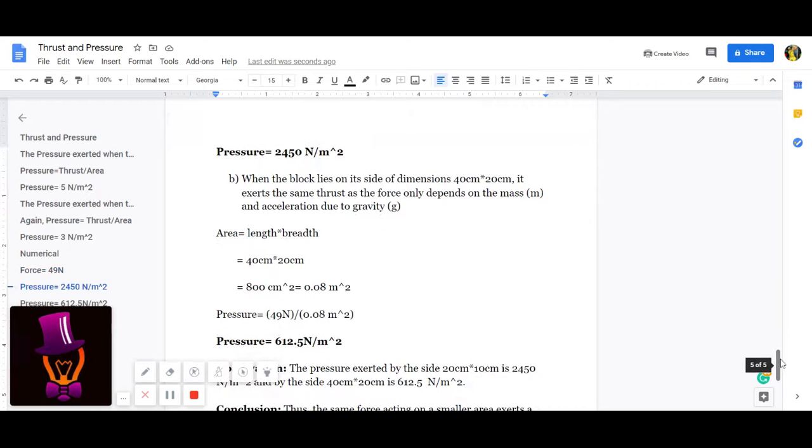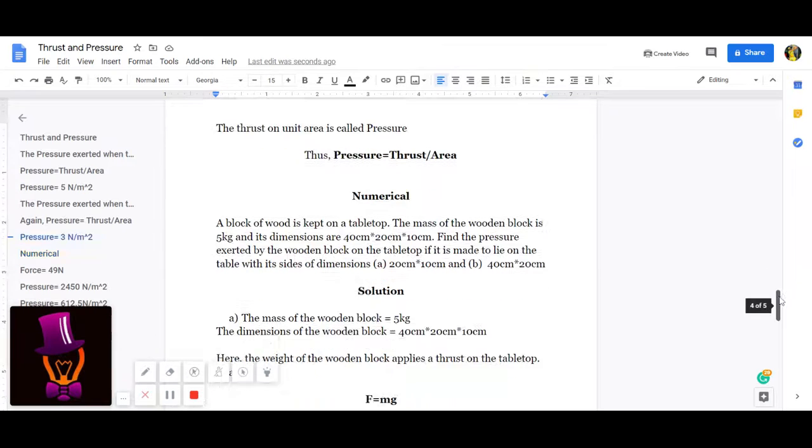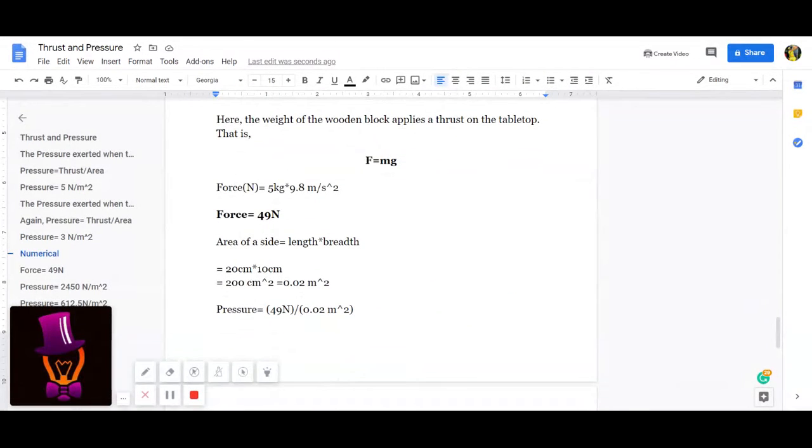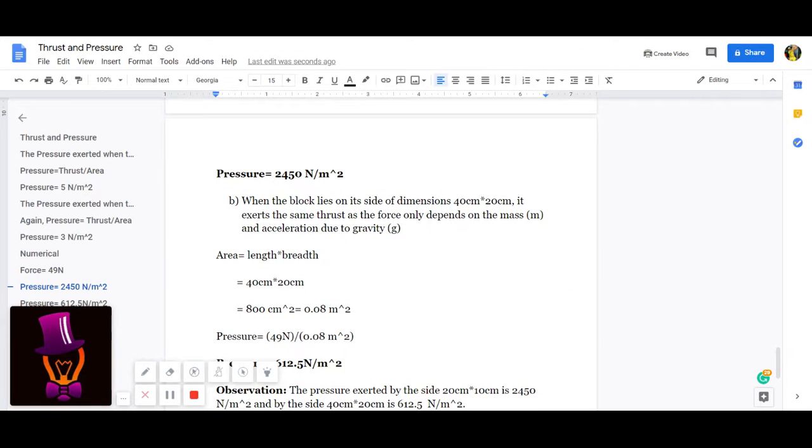Now I need to calculate the area. They've given the dimensions as 40 cm into 20 cm, which is like the length into breadth. So this length into breadth is 40 cm into 20 cm, which is equal to 800 centimeter square, which is equal to 0.08 meter square. Similarly, centimeter square is again not the SI unit of area, and therefore it should be converted into meter square.